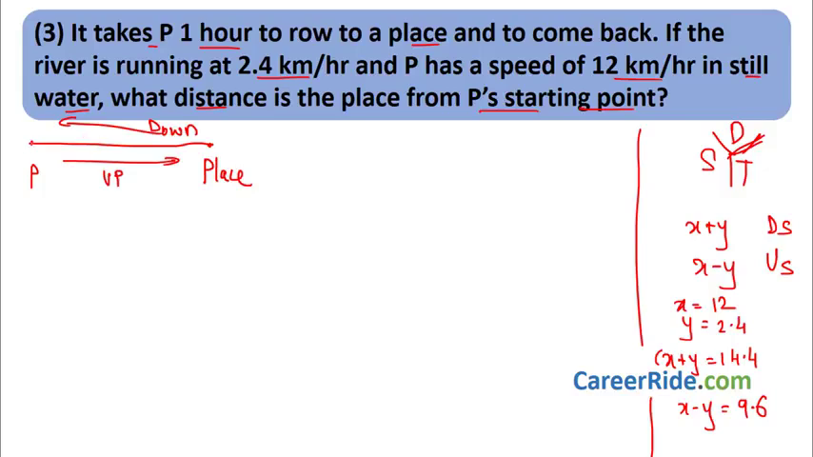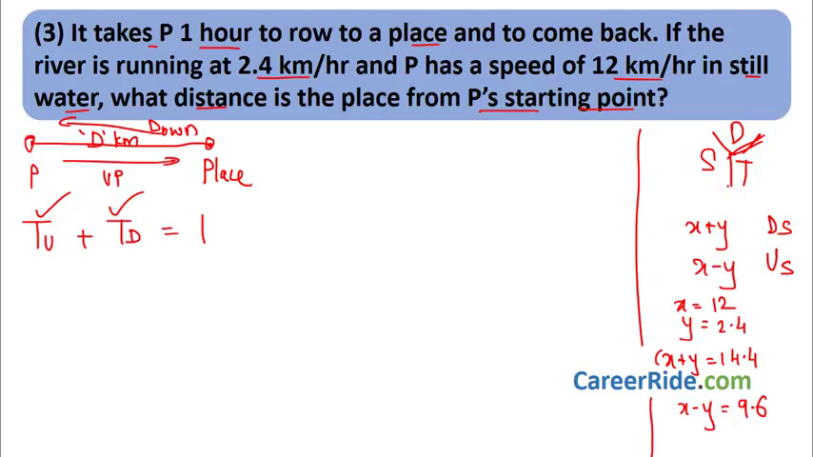Do we know the distance between P's starting point and the place? No. That is what we have to find out. So let us assume the distance to be d kilometers. So P goes to the place and comes back in 1 hour. That means to go upstream the time taken is TU, plus to come back downstream the time taken is TD, equal to 1. That means in 1 hour P goes upstream in some time plus comes back downstream in some time. The summation of both times is 1 hour.